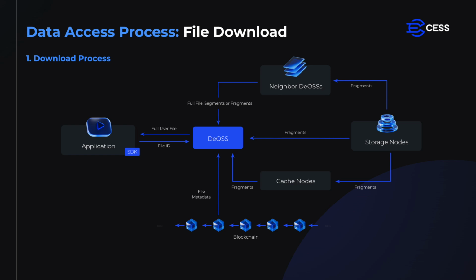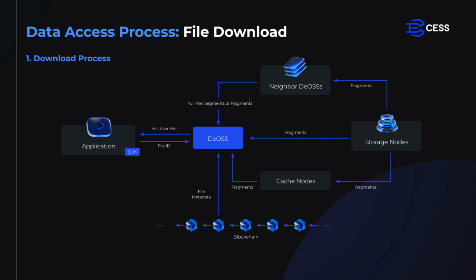Now let's discuss the DeOSS file download process. When a user initiates a file download, DeOSS first checks its local cache to see if the requested file is available. This step is designed to optimize the retrieval process by providing immediate access if the file is already cached.